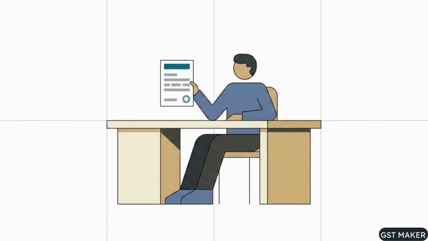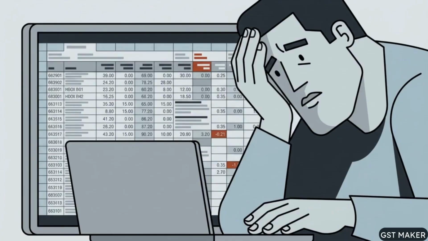This creates the small task illusion. Because each individual invoice only takes a few minutes, the chore feels too minor to optimize, even though it is quietly draining your operational energy.